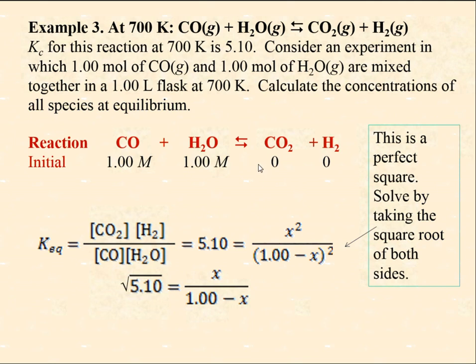And we're going to gain that same quantity of carbon dioxide and hydrogen in terms of moles. So our change is going to be subtract some unknown x value from carbon monoxide and water, and we will gain that same quantity in terms of moles in carbon dioxide and hydrogen. Now again, this is molarities we're dealing with. We have a 1 liter flask.